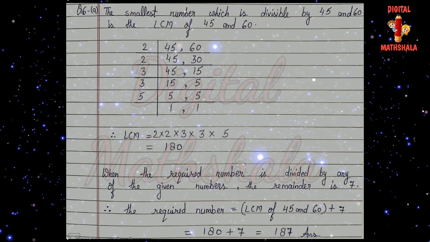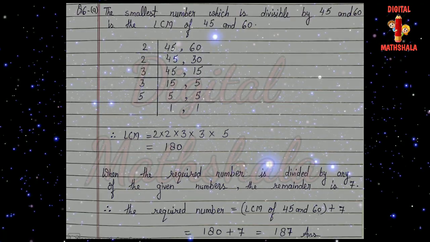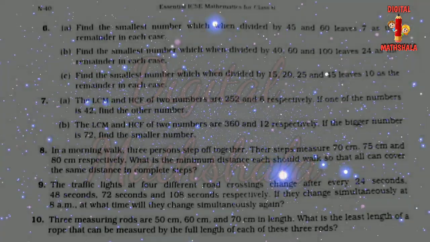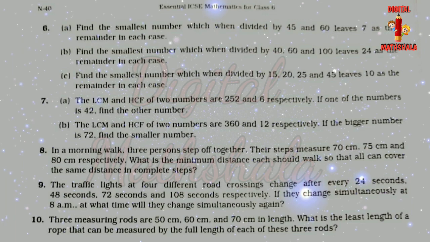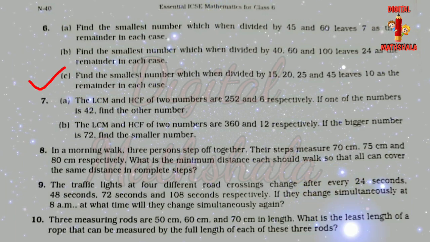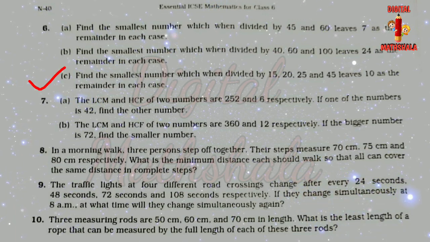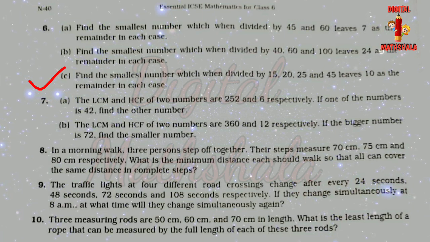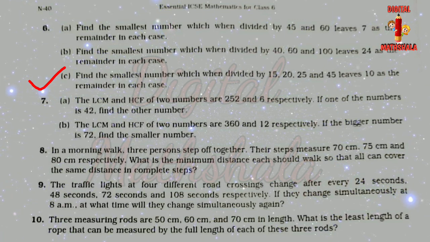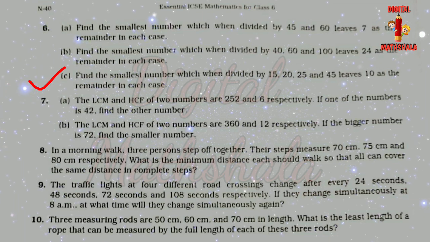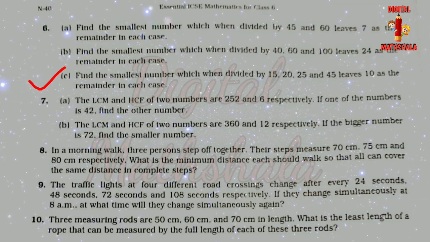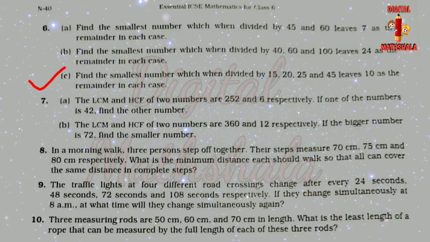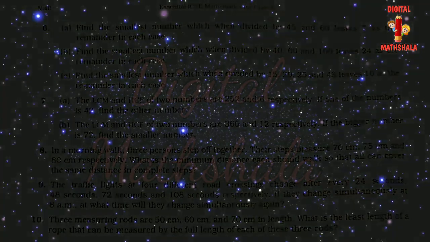Okay, so now we are moving to the next part of this question. Question number 6, part number 3. Find the smallest number which when divided by 15, 20, 25 and 45 leaves 10 as the remainder in each case. So the same procedure we will apply that we did in part A. Now look at this.